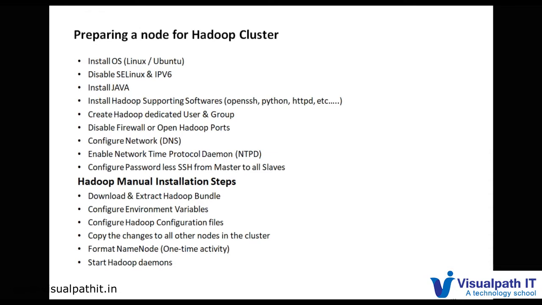Install the OS, whether it is Linux or Ubuntu, whatever it is, and disable SELinux and IPv6. Another important point is to install Java. Why? Since all the programs will run in a JVM container, Java is mandatory. Also Hadoop supporting software is required: OpenSSH, Python, HTTP, NTPD, all are important Hadoop supporting software. Otherwise, Hadoop will not execute, so we need to install them.